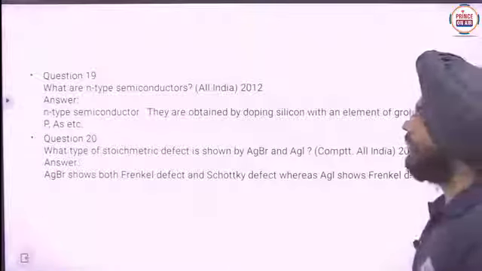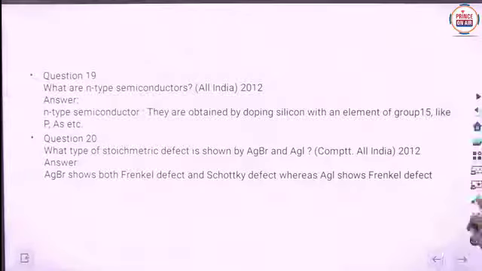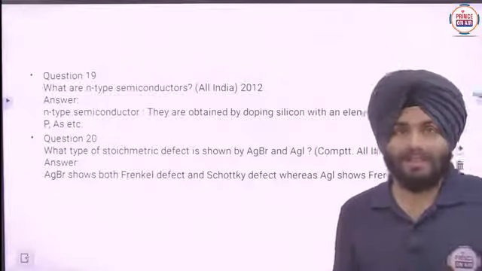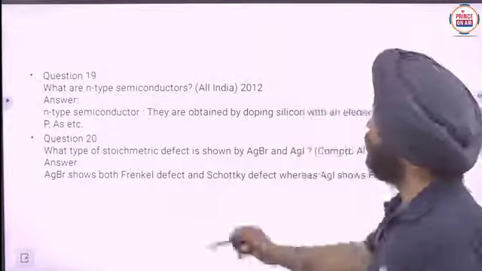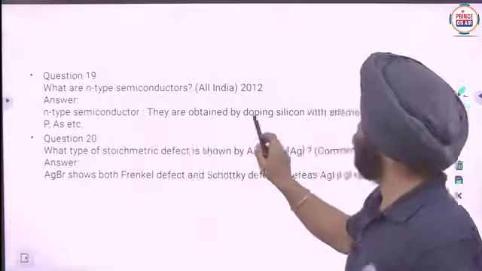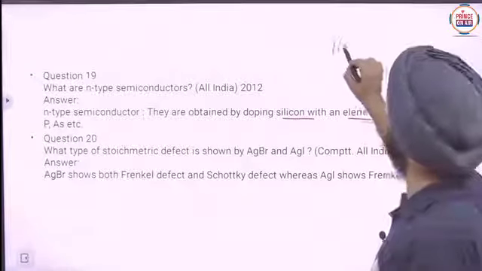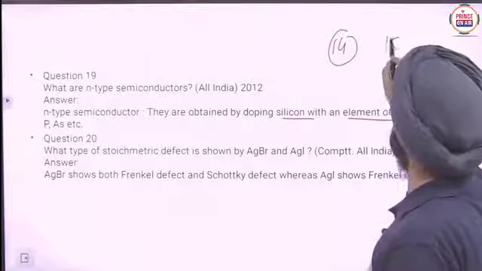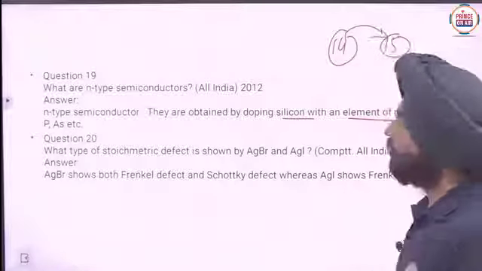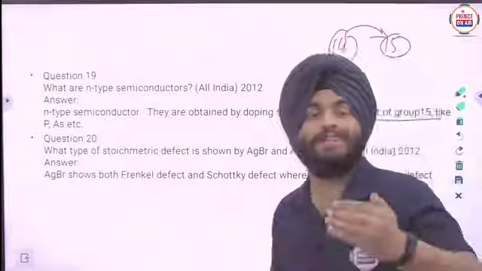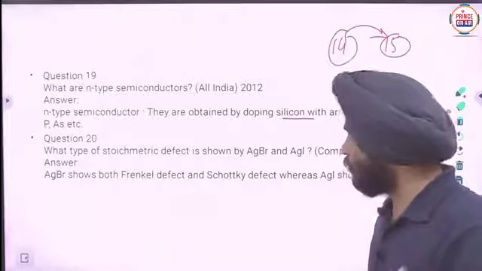Next is, what are n-type semiconductors? N-type semiconductors are those in which the electrons are in excess. Okay, so they are obtained by doping silicon with elements of group 15. That means whenever group 14 elements are doped with group 15, they will show n-type semiconductor behavior due to the presence of an excess number of electrons.